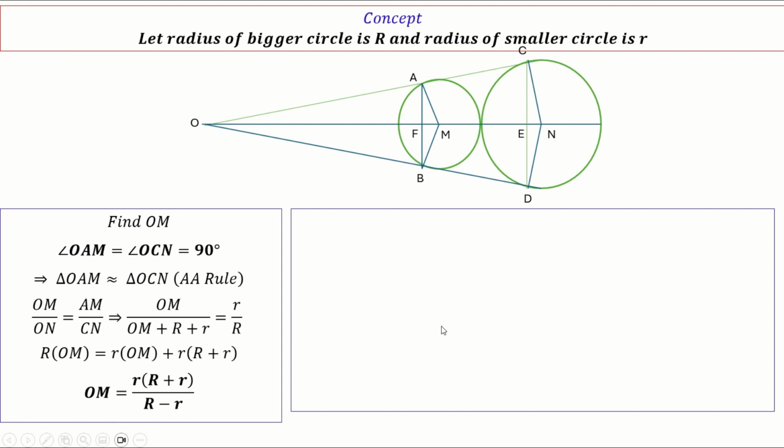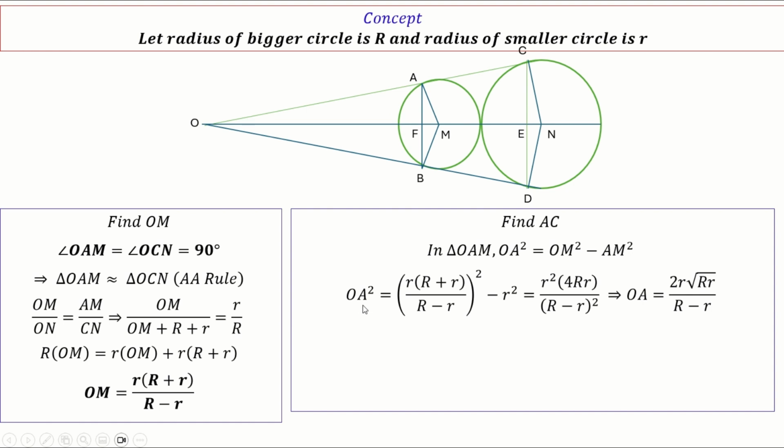And the second one is AC. How do you find AC? In triangle OAM, OA square equals OM square minus AM square, by the Pythagoras theorem. OA square is equal to, we know OM already, OM square minus AM square. AM is small r, so AM square is r square. Now you simplify it, and you will get OA as 2r square root of capital R small r divided by capital R minus small r.